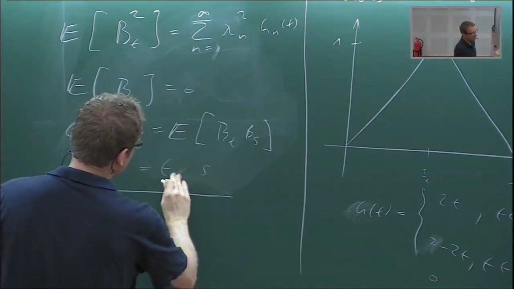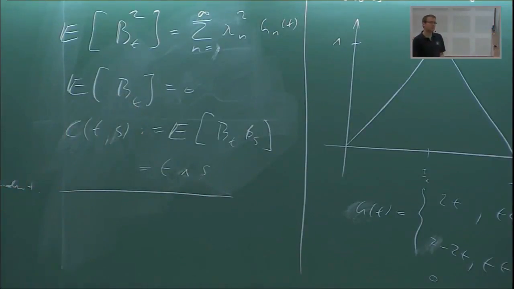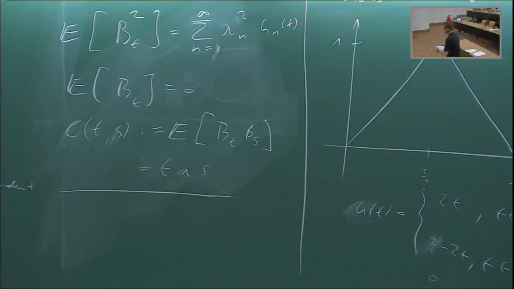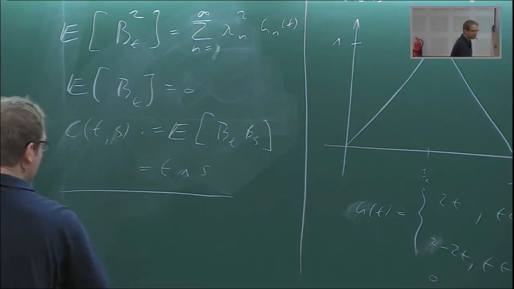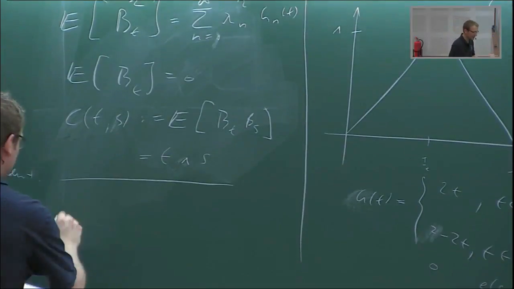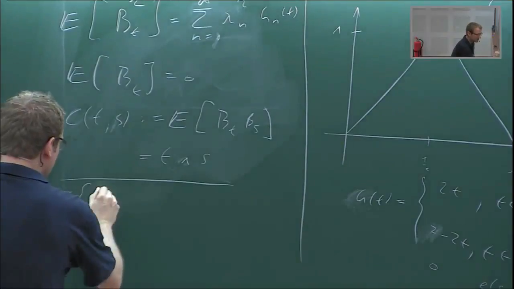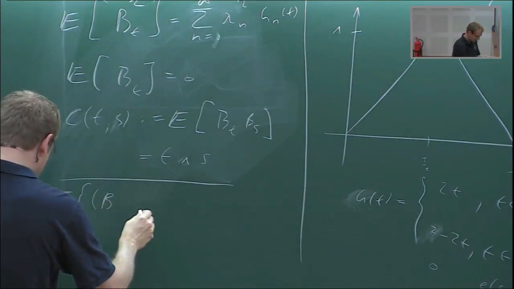This is the minimum, t minimum s. And this is already enough to define a Brownian motion. This means we have a Gaussian vector, and we can calculate the increments. So first of all, with a Gaussian vector, we can calculate the increments.